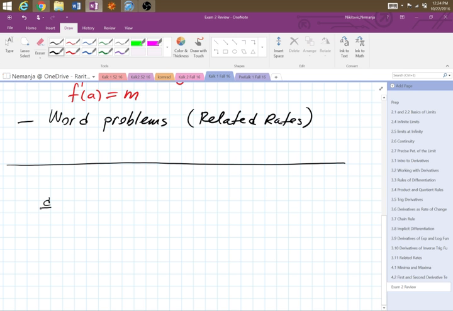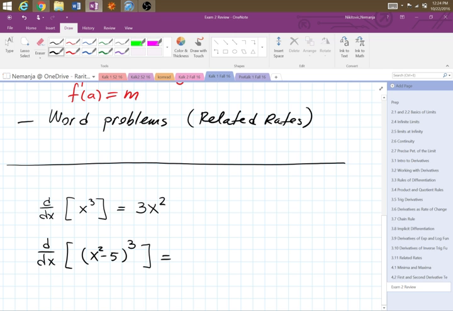If you want to take the derivative of x cubed, you will just go and say 3x squared. Now what happens if you want to take the derivative of (x squared minus 5) cubed? Well, this is where the chain rule kicks in, because the value under the cube is another function. You can literally think of this as f of x, everything cubed.